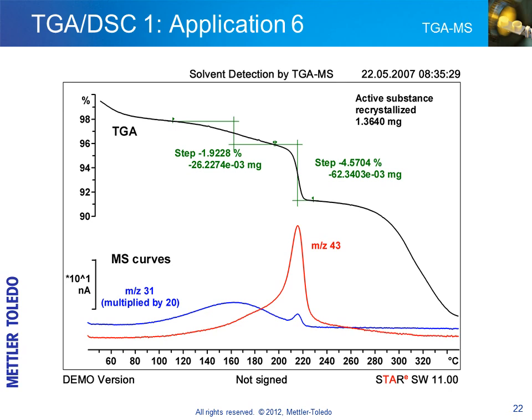In this example, the active substance was recrystallized from methanol and acetone. The presence of these two solvents is confirmed by the peaks in the M/Z 43 and M/Z 31 MS fragment ion curves. The results indicate that the weight loss step at 200 degrees Celsius is almost entirely due to the elimination of acetone.